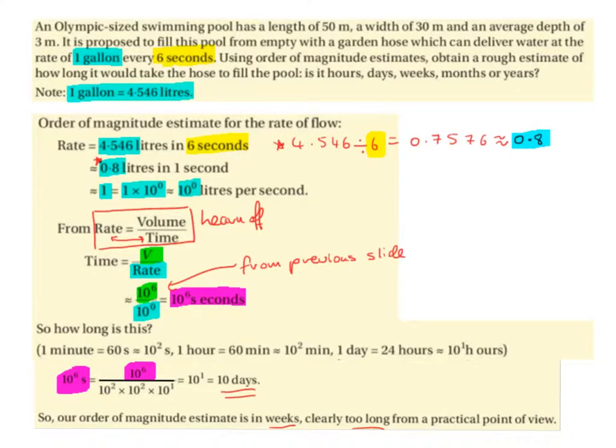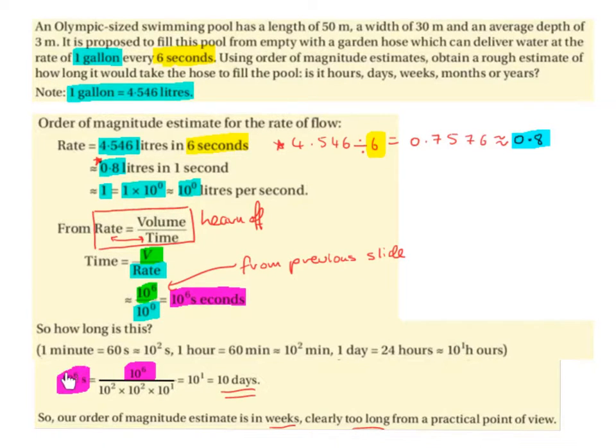Well, we know 1 minute is equal to 60 seconds, which is approximately equal to 10 squared, because 60 would round up to 100. So it's approximately equal to 10 to the power 2. An hour is equal to 60 minutes, which is approximately equal to 10 squared, because 60 would round up to 100. 10 squared is 100. And a day is equal to 24 hours, which is approximately equal to 10 to the power 1 hours, because the 24 would round down to 10. It would not round up to 100. It's closer to 10.